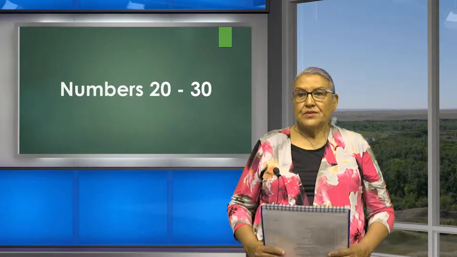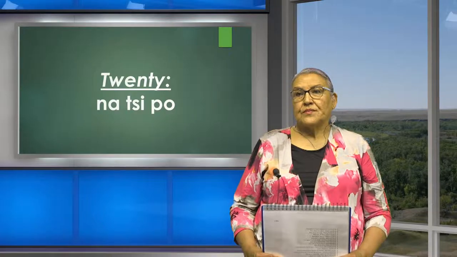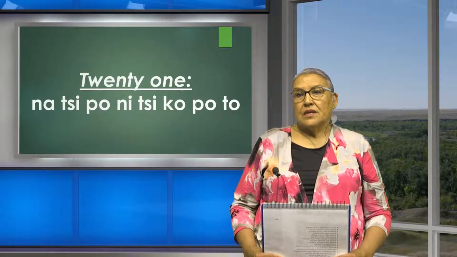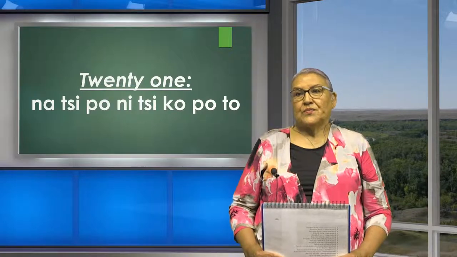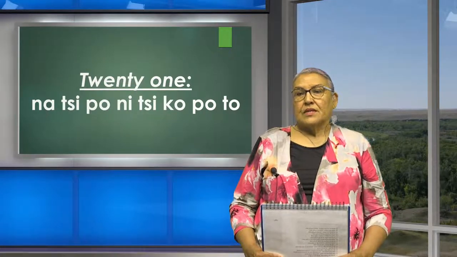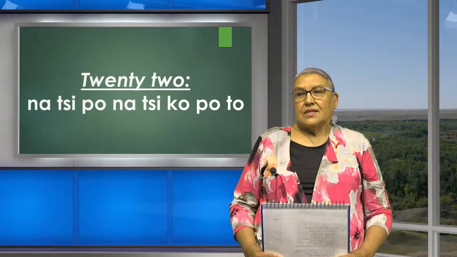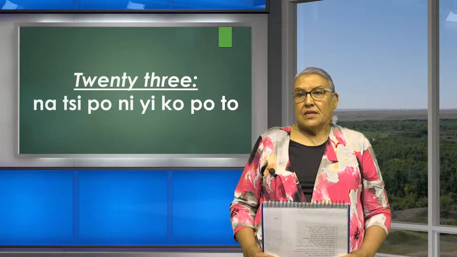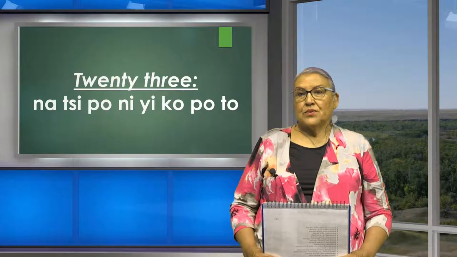So the next one is numbers 20 to 30. First one is 20. Natsipu. 21. Natsipu nitsikuputu. 22. Natsipu, natsikuputu. 23. Natsipu, niikuputu.